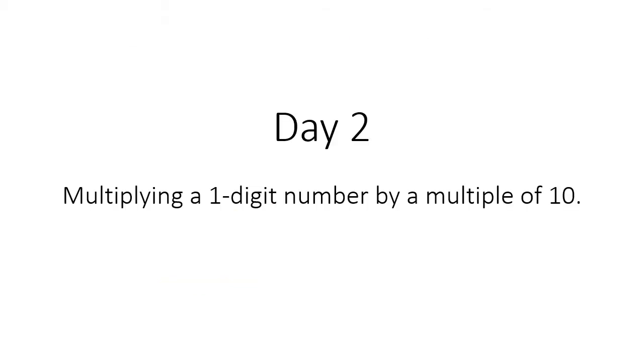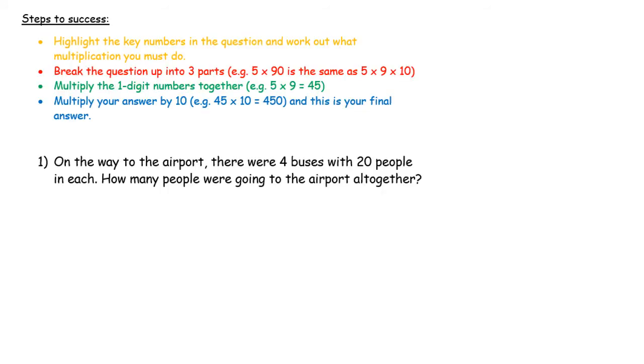So now moving on to your day 2 learning, okay? We're going to be focusing on some word problems to do with multiplying our one-digit numbers by multiples of 10. So your steps to success say to highlight the key numbers in the question and work out what multiplication you must do. Then we're going to follow the same steps as yesterday. So it's just break the question up into 3 parts, multiply the one-digit numbers together, and then multiply your answer by 10. So let's read the question together and highlight the key parts.